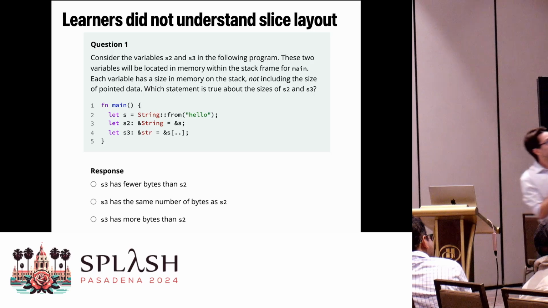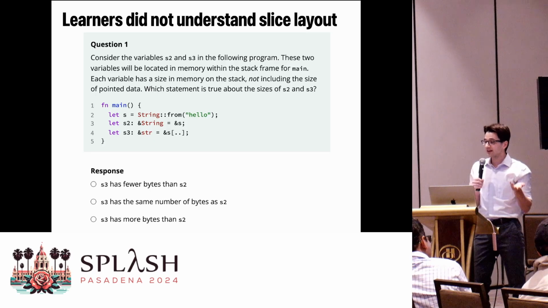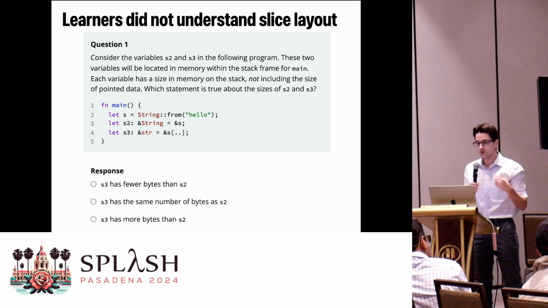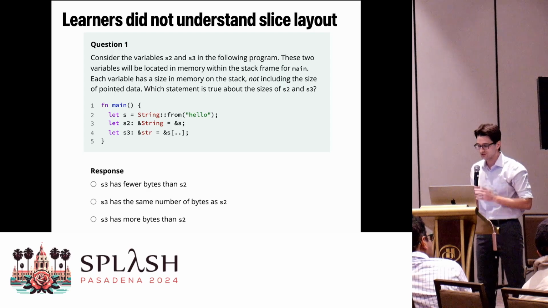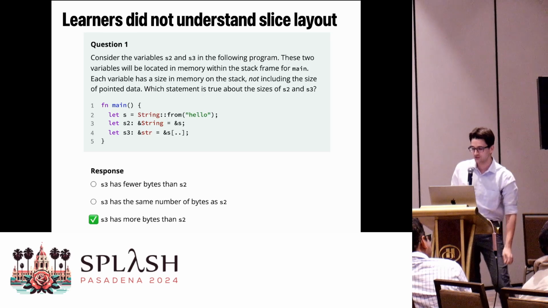So concretely, S is in Rust a capital S owned string. S2 is a reference to a capital S owned string. And then S3 is a reference to a lowercase s str, also called a string slice. The idea is that a string slice is a special fat pointer that also contains the length of the object that it points to. So the correct answer is actually S3 has more bytes than S2.